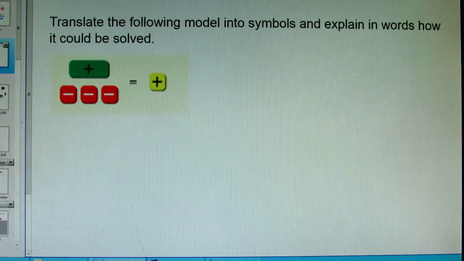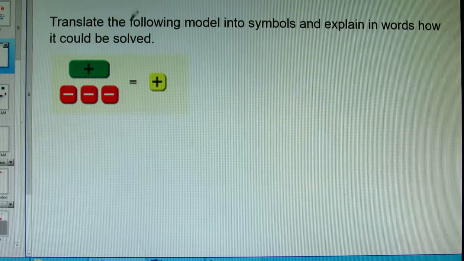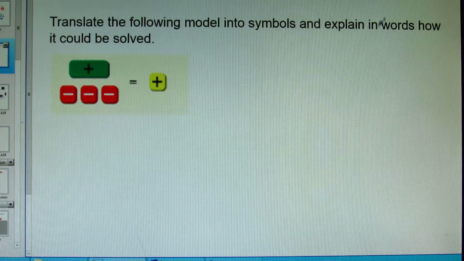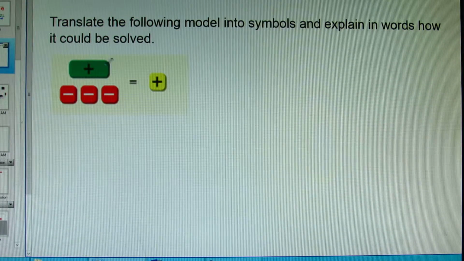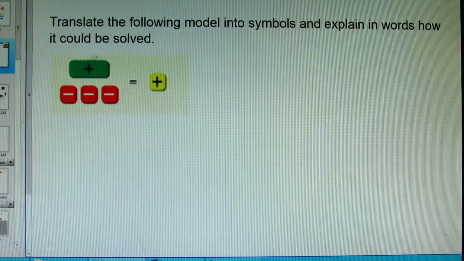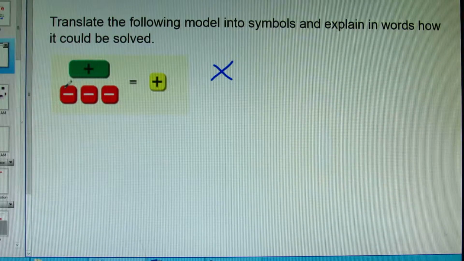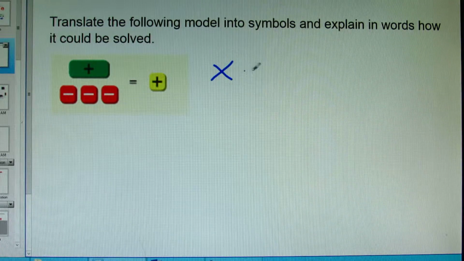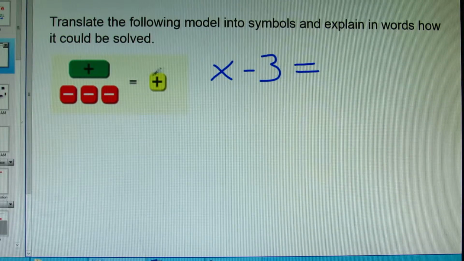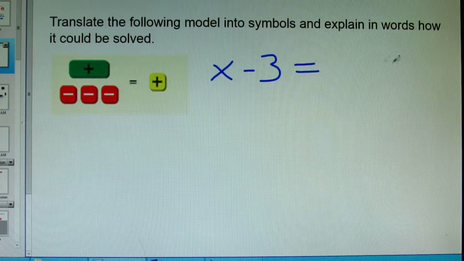Alright, now, on to today's lesson. Translate the following model into symbols and explain in words how it could be solved. Okay, remember, this large rectangle represents x or any kind of variable. These guys represent negative 1 each, so I have 3 negatives. That's going to be represented by negative 3. My equal sign stays. This yellow represents a positive 1, and I only have one of them.